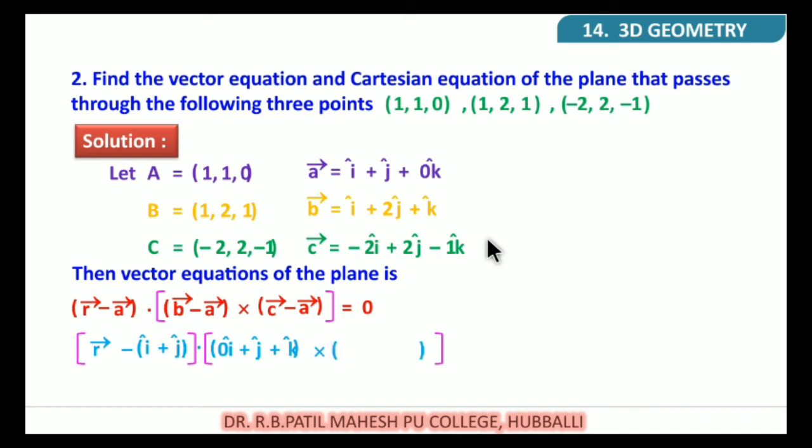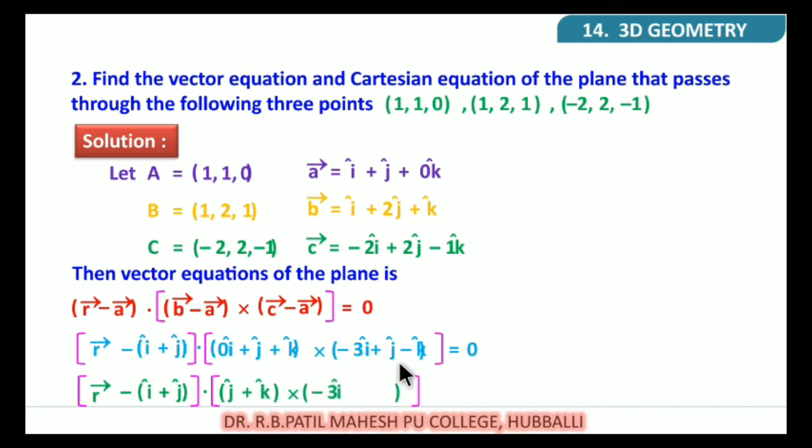So cross product with c minus a means minus 2 minus 1, this is minus 3i, and 2 minus 1 is again 1, so that is j, minus 1 minus 0, so it becomes minus k, which is equal to 0. Now we can make the simplification: r minus (i plus j), dot product with (j plus k) cross (minus 3i plus j minus k), which is equal to 0. So this is the Cartesian equation of the plane.